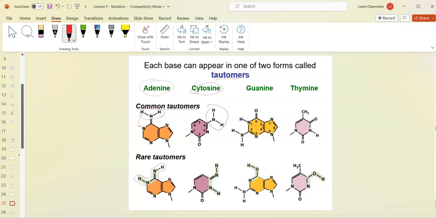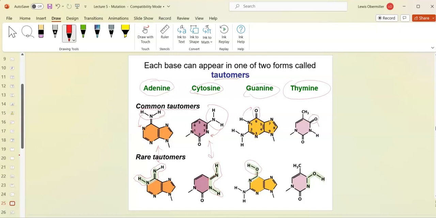Cytosine, normally it's like this, but this hydrogen can migrate, right? And so we have this form. And so these have different shapes, just so you can tell. Same thing with guanine and thymine, right? We have this ketone here, and then that shifts to be a hydroxyl group. So this goes here. And we can have the same shift in this ketone here.